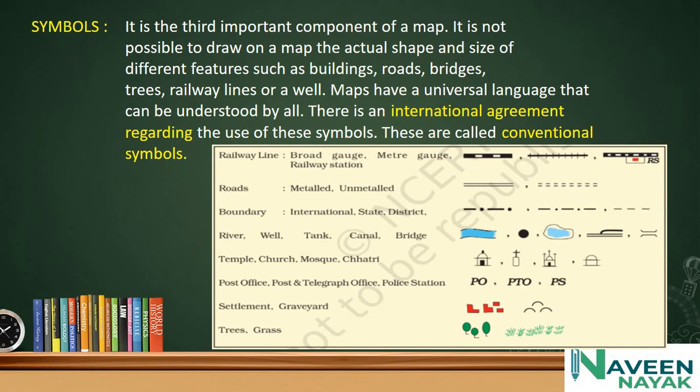Symbols. We use symbols to represent various objects on the map. See here the railway line, broad gauge, meter gauge, and railway station. Roads, metalled, unmetalled. These are the symbols. And boundary: international, state, district. And rivers, well, tank, canal, bridge. And there are many symbols we use on a map.